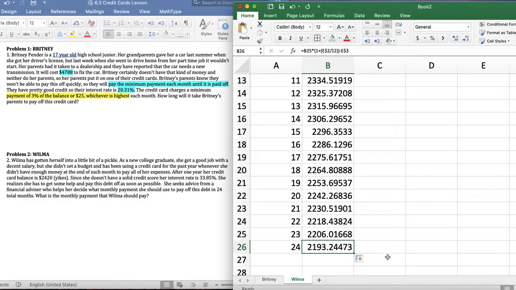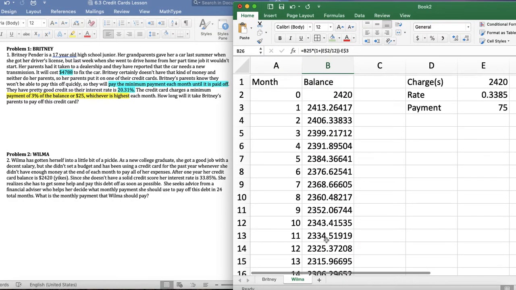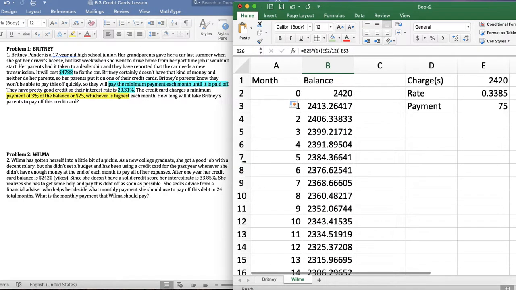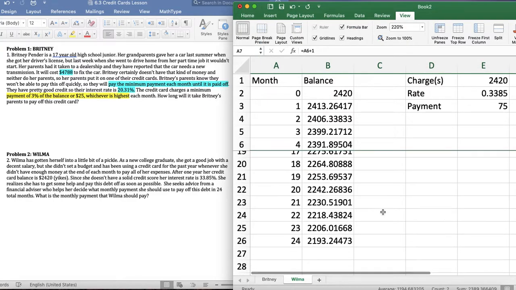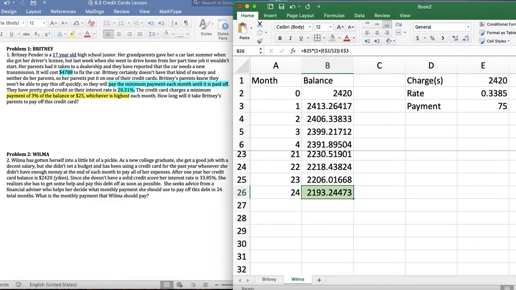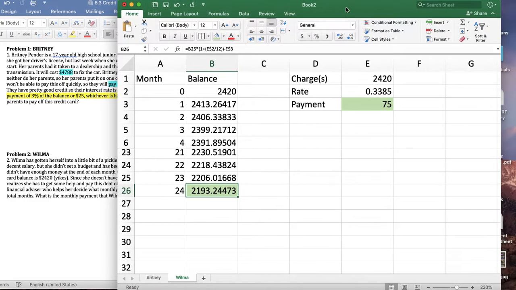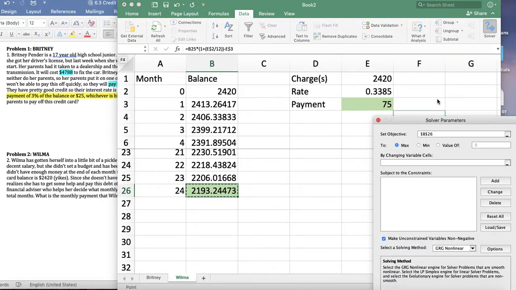Not quite. So you can see, not much difference if she's only paying $75. She's going to have to pay a good bit more. I'm going to go ahead and freeze my panes so I can see both my objective here and my changing by cell here in cell E3. And I'm going to go ahead and go to Solver.